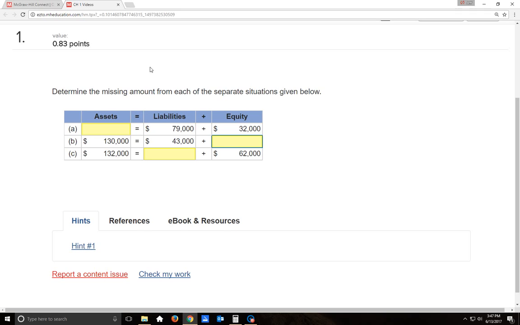This is Chapter 1, an algorithmic version of Exercise 1-8. The problem reads, determine the missing amount from each of the separate situations A, B, C below.